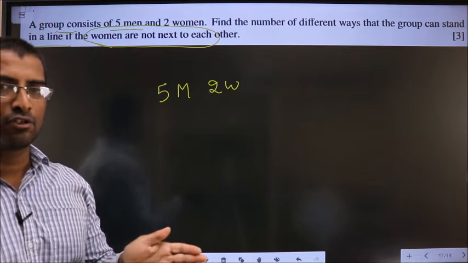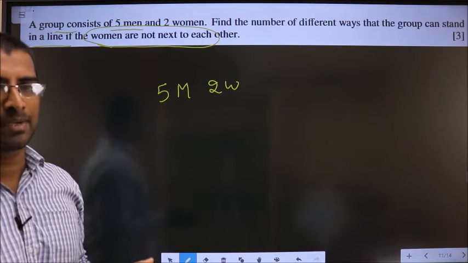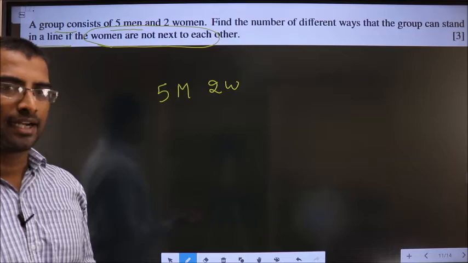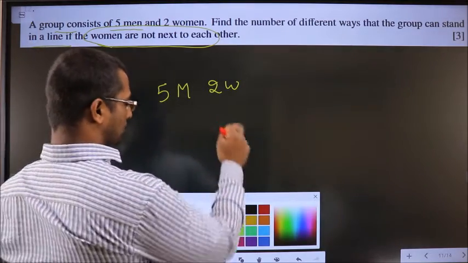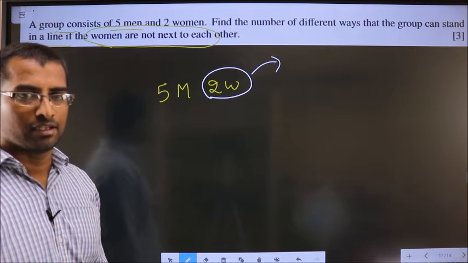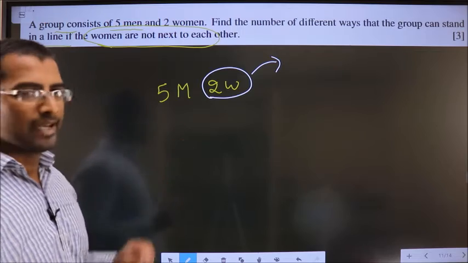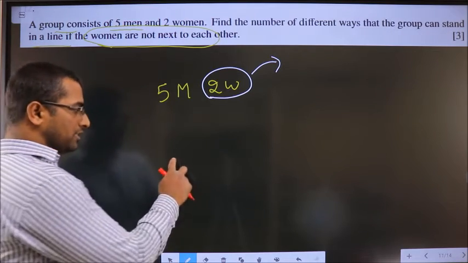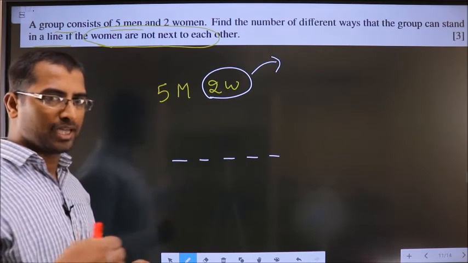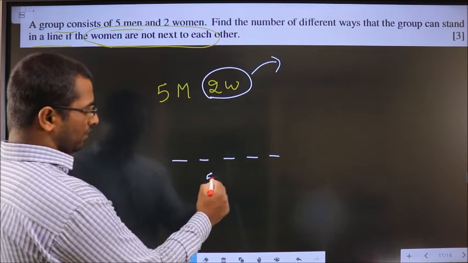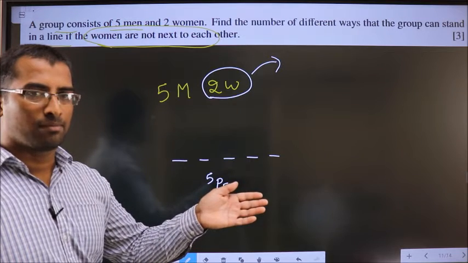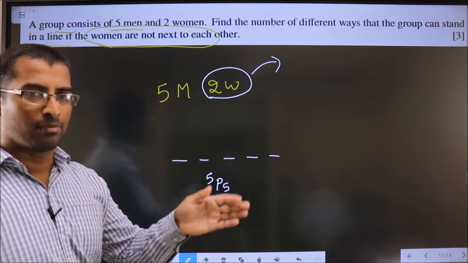I should make sure that a woman is not beside another woman. Clear with the question? To satisfy the condition, we put the women separate and arrange the rest of the people. The remaining are 5 men. So arrange 5 men. So 5 blanks. 5 men can be arranged in 5 blanks in 5P5 ways.